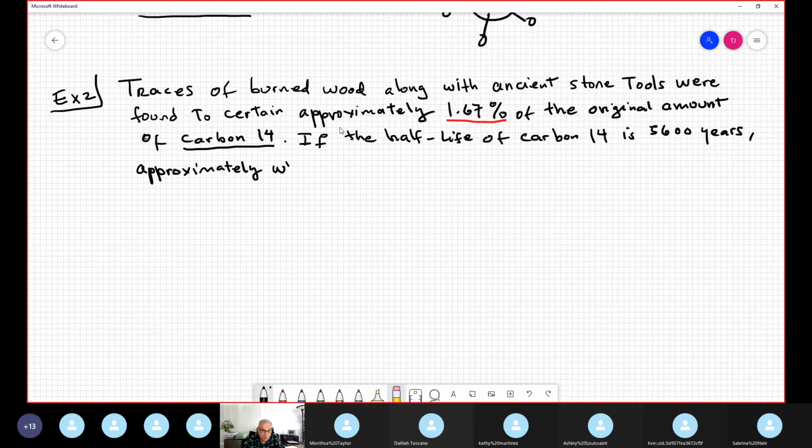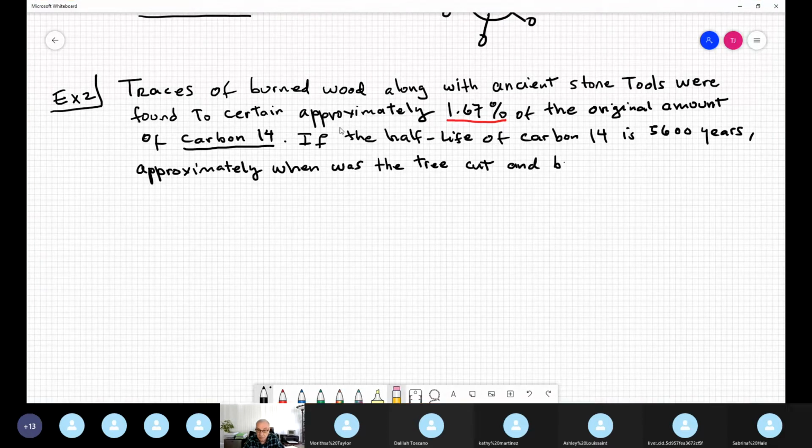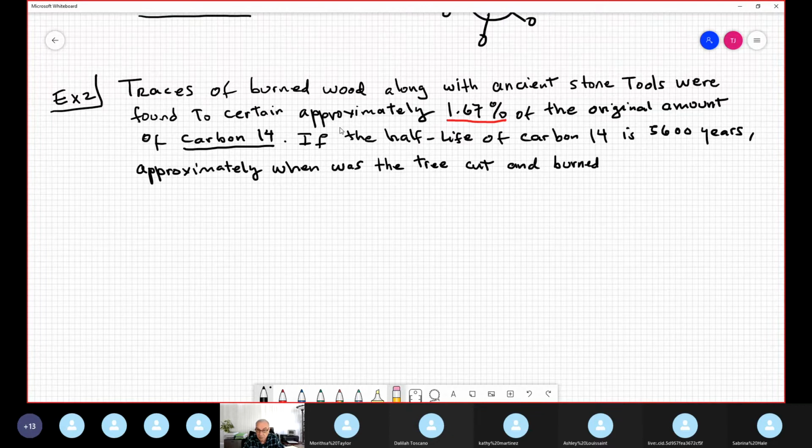When was the tree cut and burned? Okay, so we are working like archaeology. We discover some wood that belongs to the ancient stone tools.